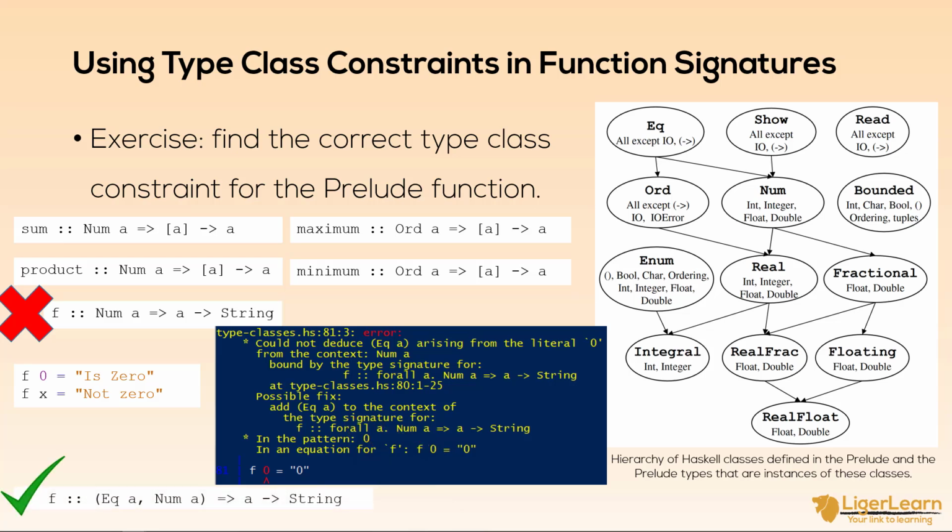Since all of the types which have instances for the Num type class also have instances for the Eq type class, this works. In this case, we are adding more than one constraint to the signature. In fact, you can add as many constraints as you need. I wanted to be sure to show this to you before moving on.